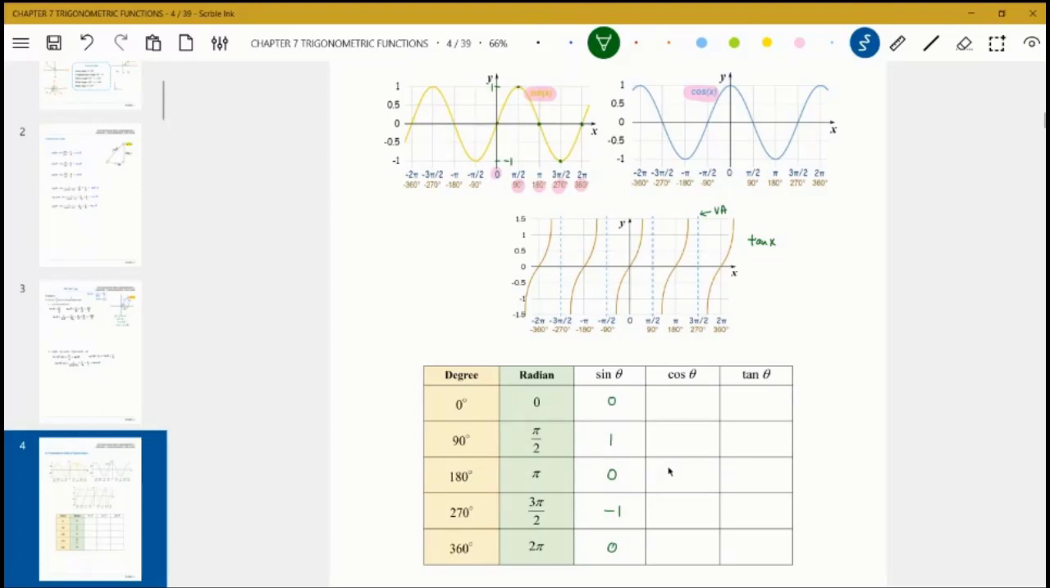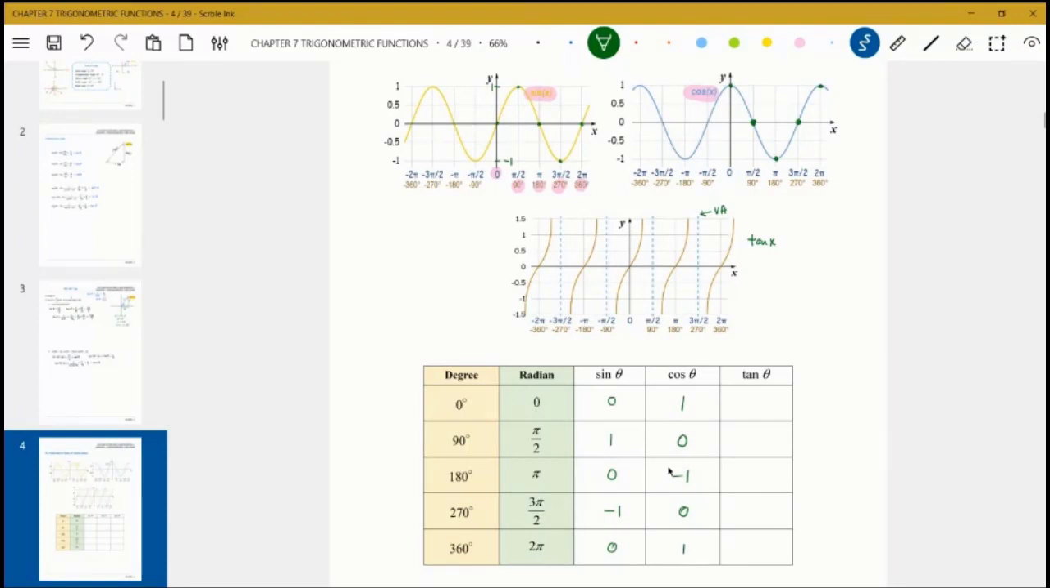Okay, so for the cos theta, on the second graph, for the cos 0 adalah 1. And then cos 90 adalah 0. Cos 180, which is -1. And then cos 270 is 0. And then the last one on the 360 ataupun 2 pi adalah +1.